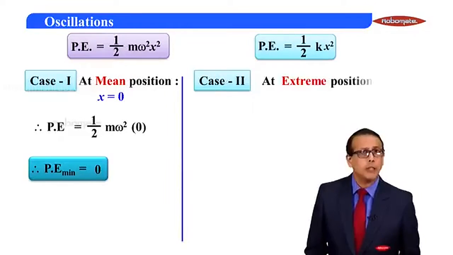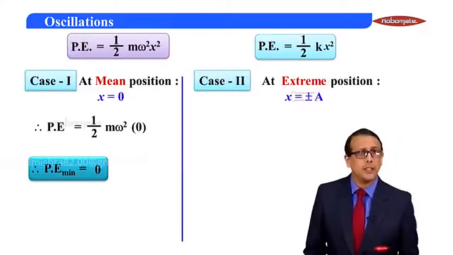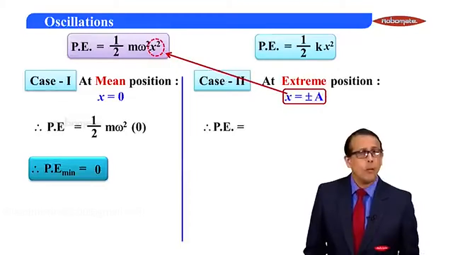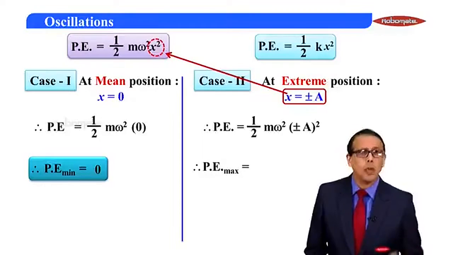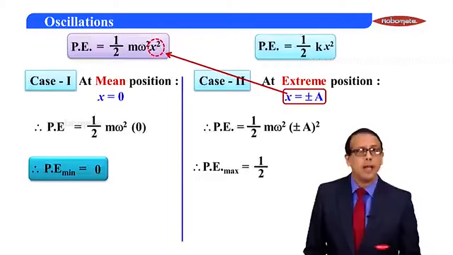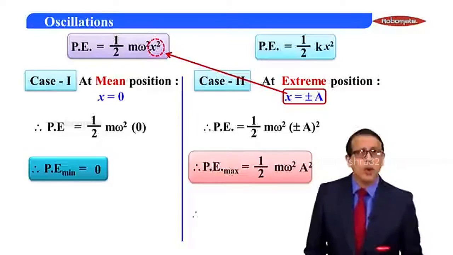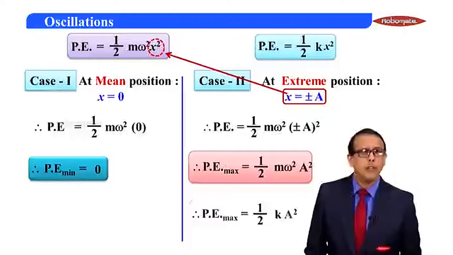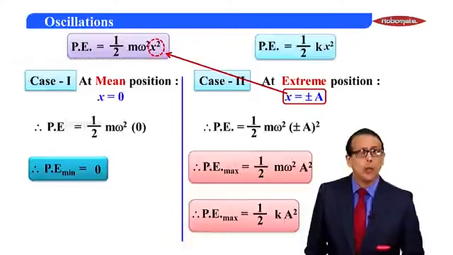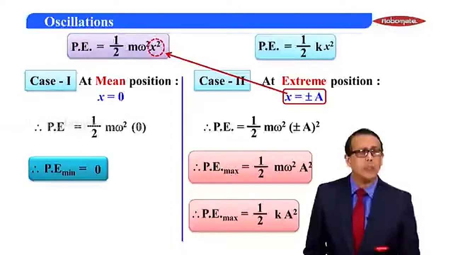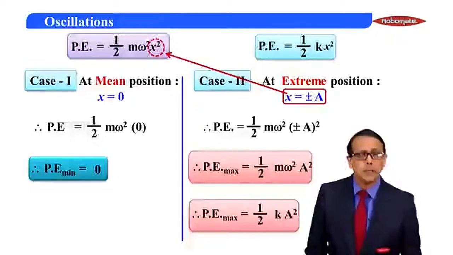At extreme position, we know, students, x is plus or minus A, and therefore the formula for potential energy becomes half m omega square into plus or minus A square, which is A square itself, and it takes the maximum value half m omega square A square, also written as half k A square. So at mean position potential energy is 0, at extreme position potential energy is maximum.